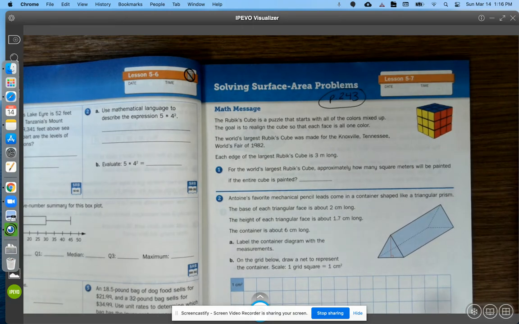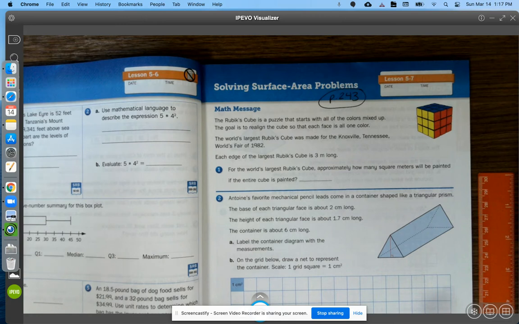So let's take a look at the math message. I couldn't skip this question because of the Rubik's Cube, especially for Reed because he's been improving his time and working on that. So I thought this was cool that we had a Rubik's Cube question.